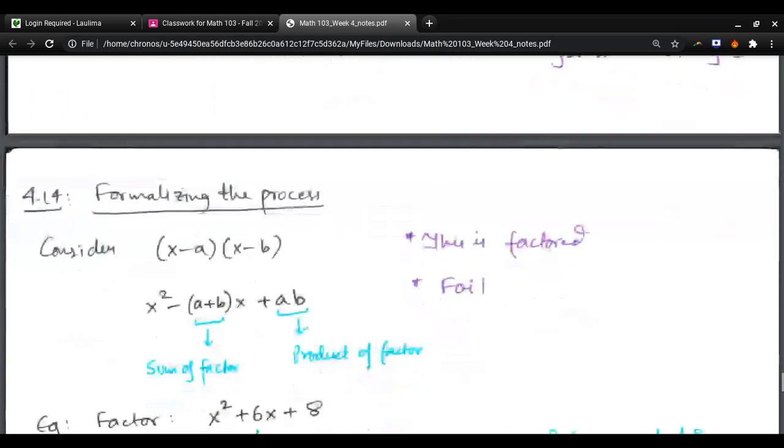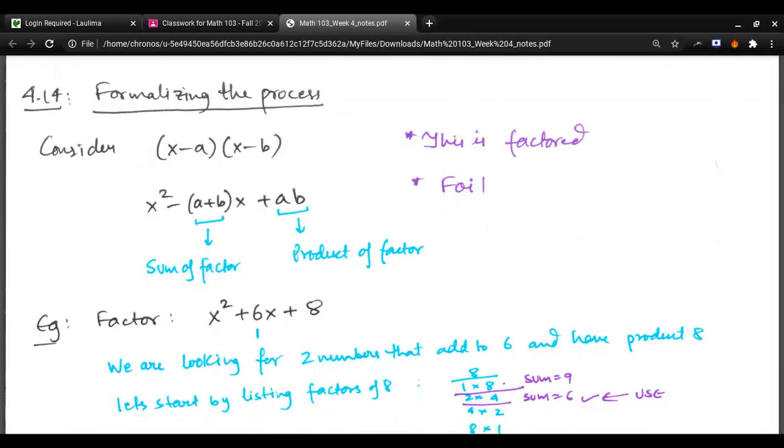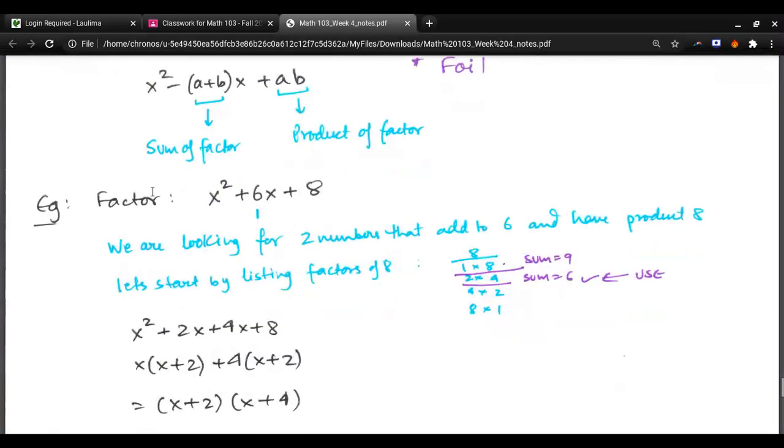Okay, now that we have the intuition, we are going to formalize the process. To formalize the process, let's start with something that's factored, say x minus a and x minus b. And when we FOIL, you will see that the coefficient of x is actually the sum of the factors, and the constant, or the last number, is the product of the factors. For example, x squared plus 6x plus 8.